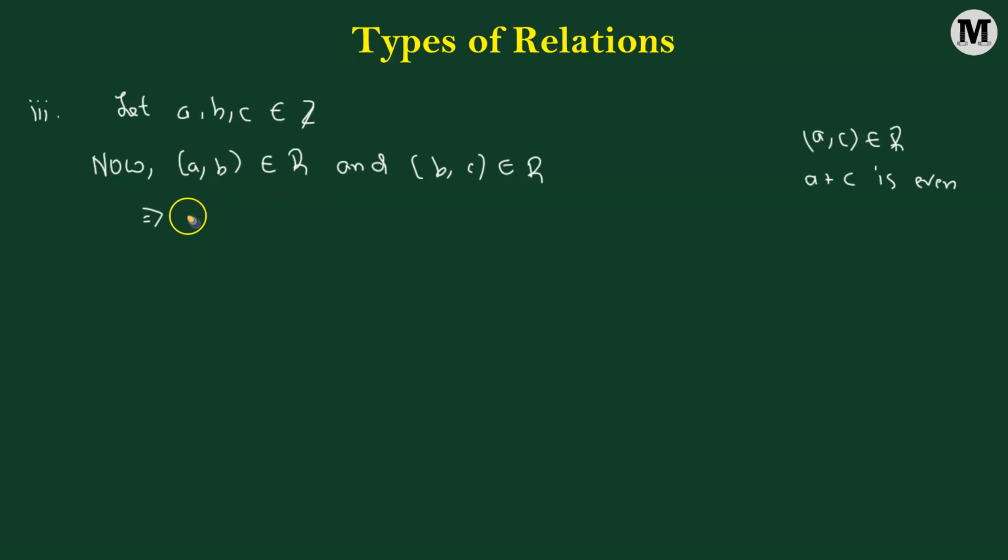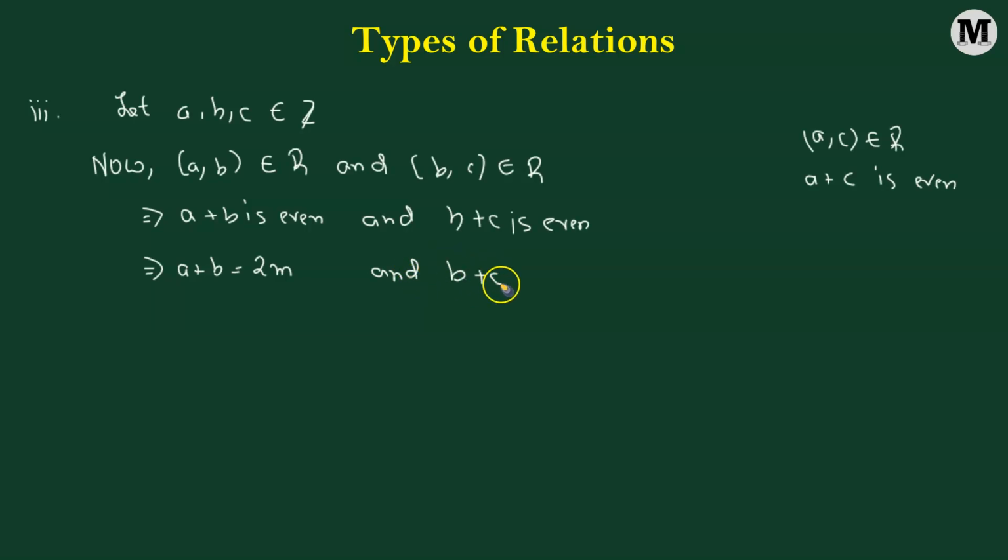Now, (a, b) belonging to R simply tells us that a plus b is even, and (b, c) belonging to R tells us that b plus c is even as well. If a plus b is even, can we not say that a plus b is a multiple of 2? In other words, a plus b equals 2 times m. And b plus c is also even, so b plus c is also a multiple of 2, so we can say 2 times n. We are going to consider m and n to be some arbitrary integers in Z. We don't have to worry about their value.